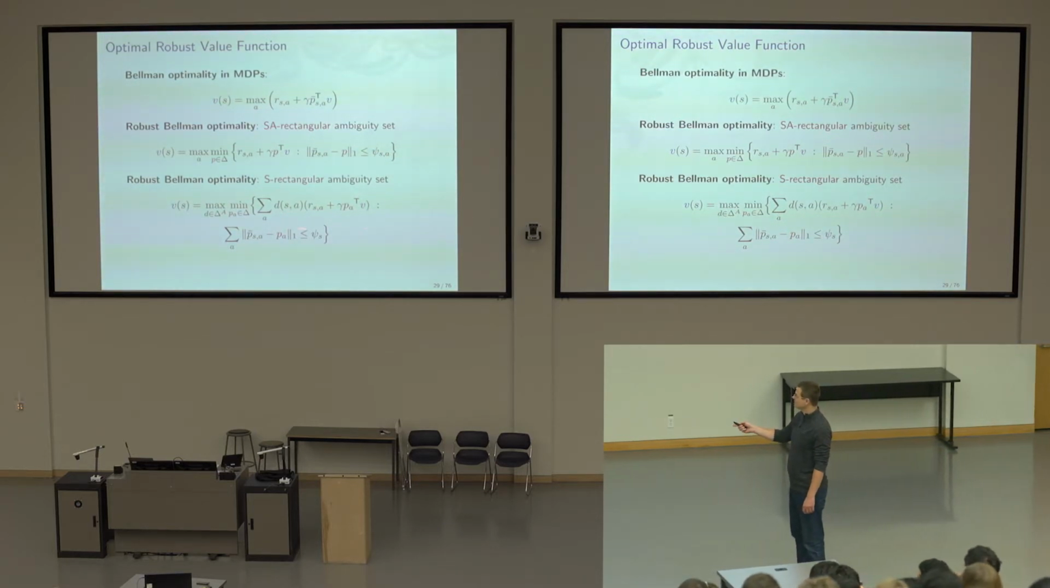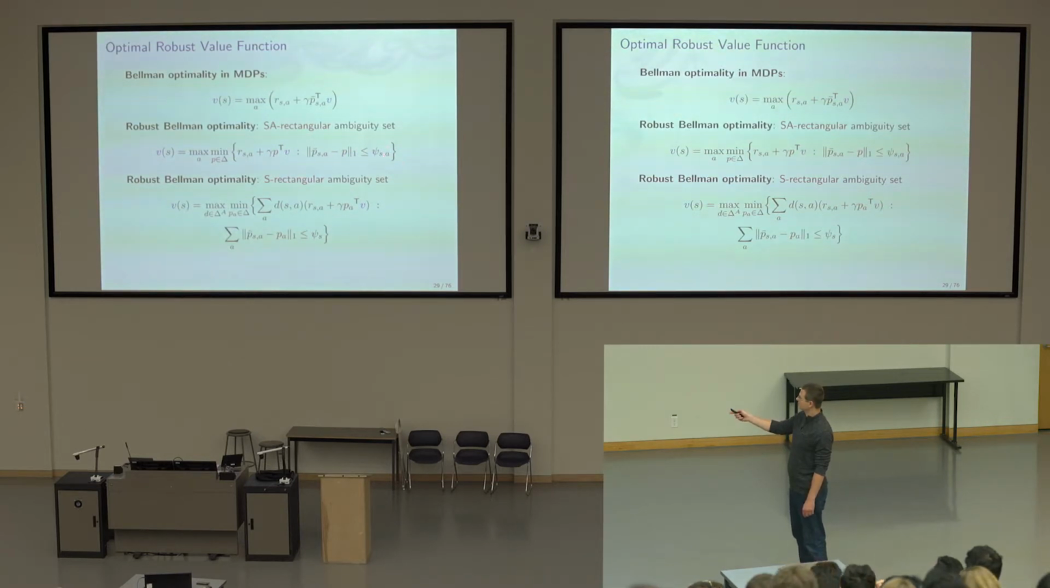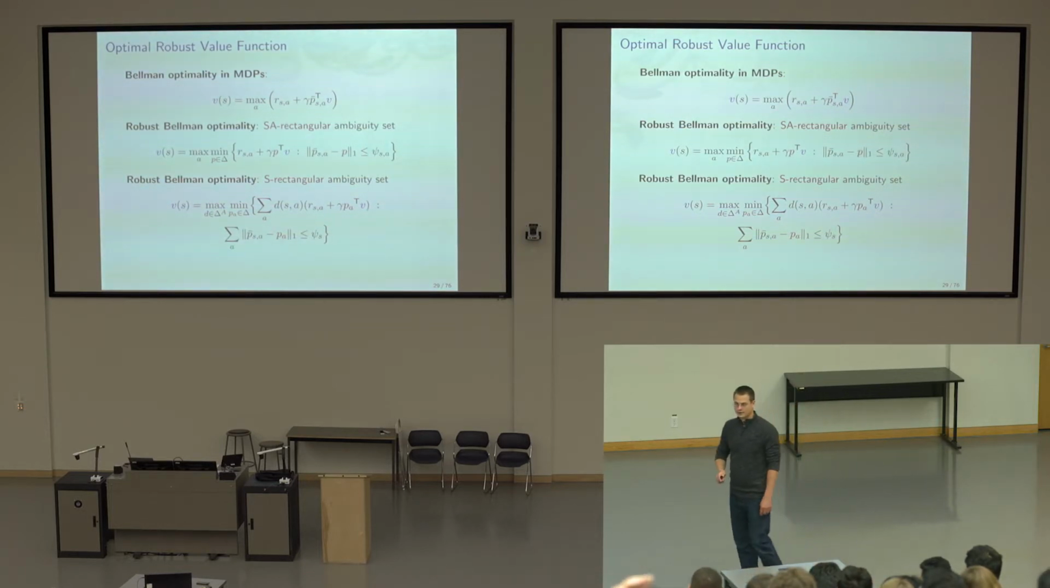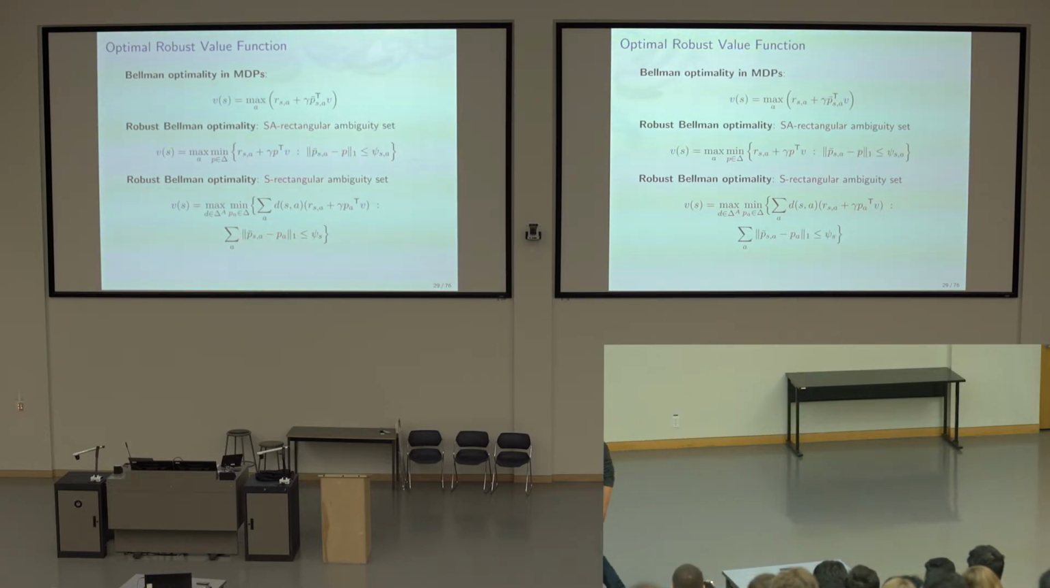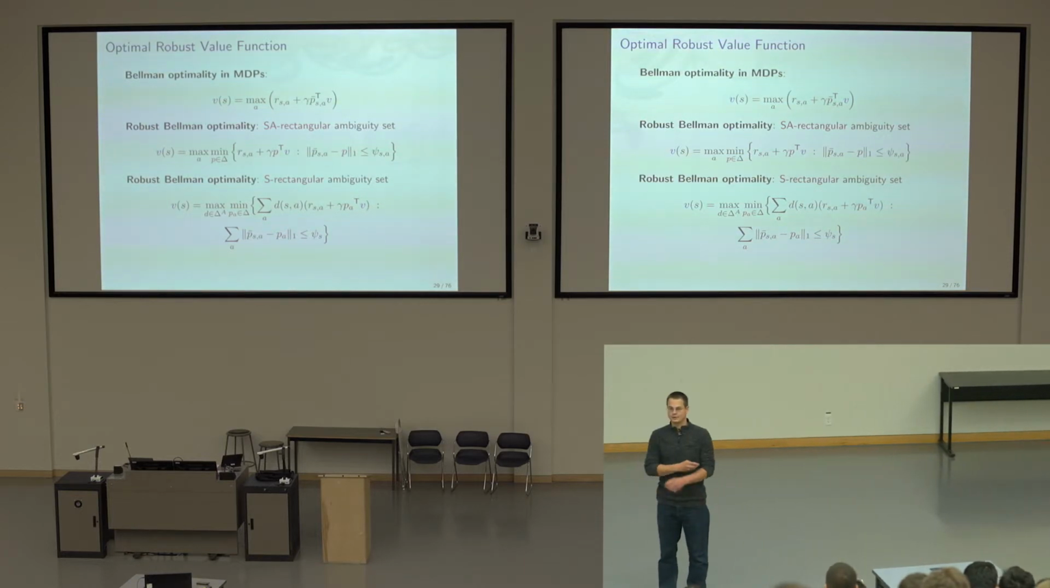So we're maximizing a distribution subject to a constraint that now spans over actions for your individual state. So here you have a different constraint for every action. Here you have one constraint for all the actions in the state. Are there any questions?